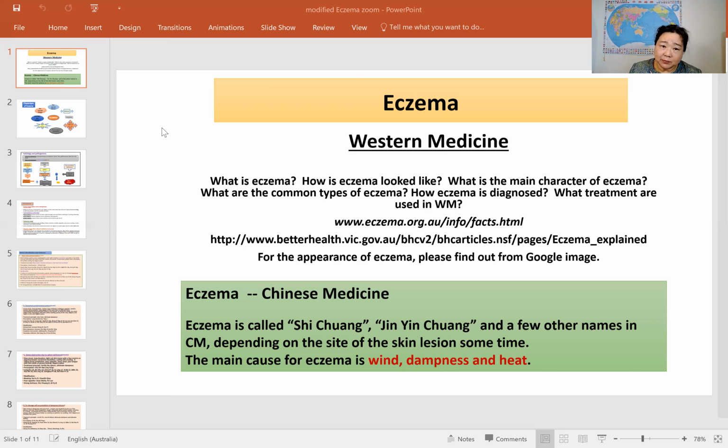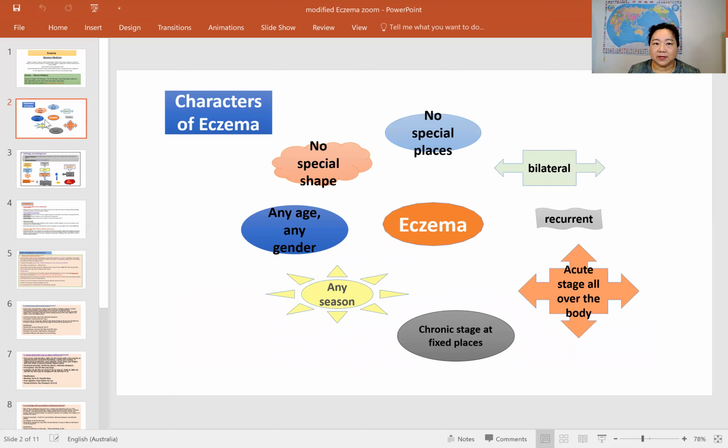Now, let's come to the Chinese medicine. In Chinese medicine, we call eczema 湿疮, 金银疮. The main cause for eczema is considered to be wind, dampness, and heat. Now let's come to the character of eczema. Eczema is one of the most commonly seen skin problems. As a Chinese medicine practitioner, you'll definitely see it.